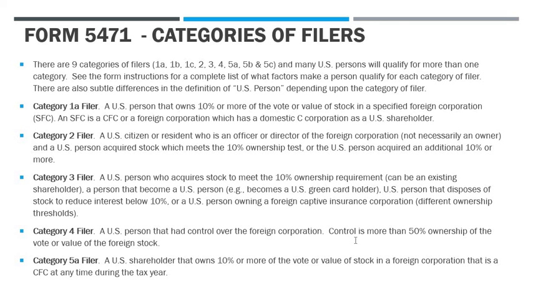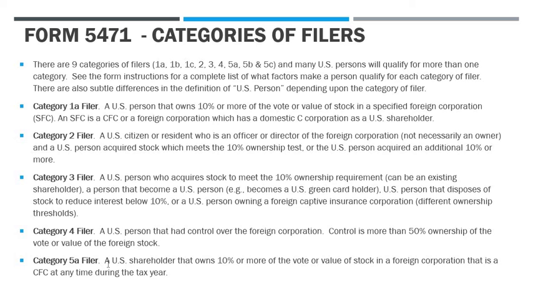But their control, so they own so much of this stock that their control is more than 50% of the voter value of the foreign stock. So this very commonly happens with wholly owned companies, right? If an individual just wants to set up an offshore corp, they're a 100% shareholder, they're going to be a Cat 4 filer, right? Because they own more than 50% of the stock, so they have a controlling interest.